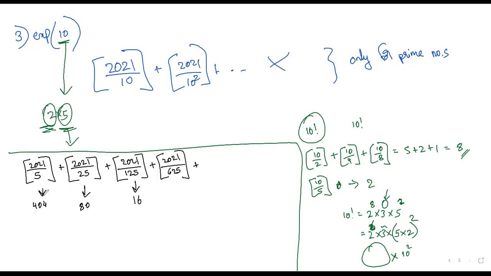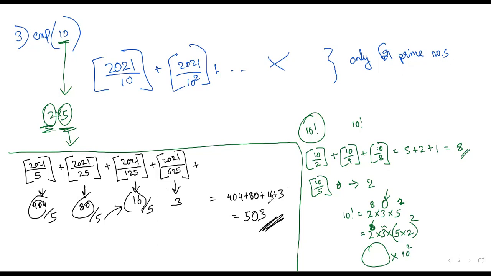You understand what I'm doing, right? I did this, now I'm dividing this by 5, and get this. That's what I did. Divide this by 5 and get this. So the answer will be 404 plus 80 plus 16 plus 3, which is 503. So you have 503 zeros at the end of 2021 factorial.